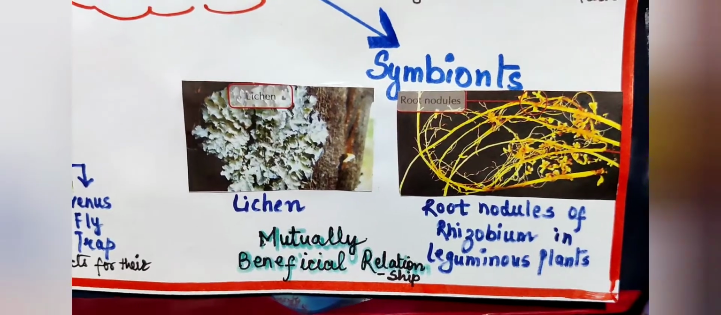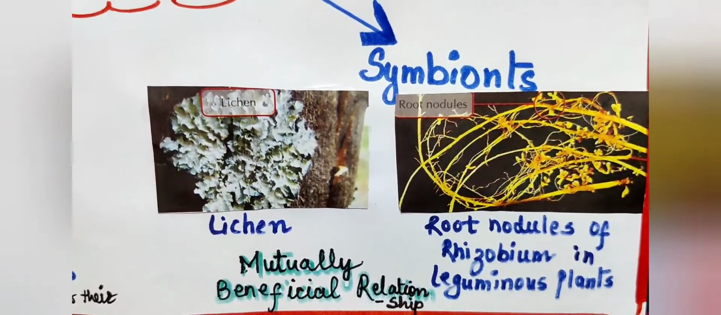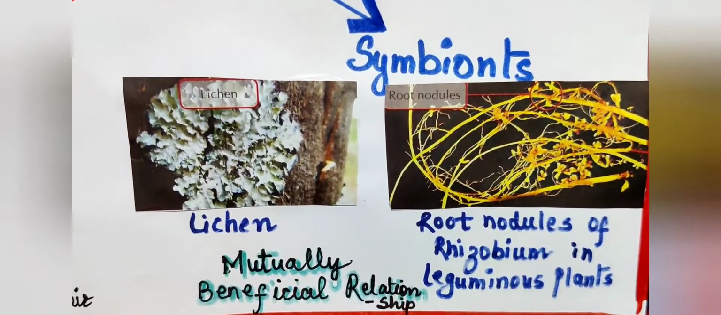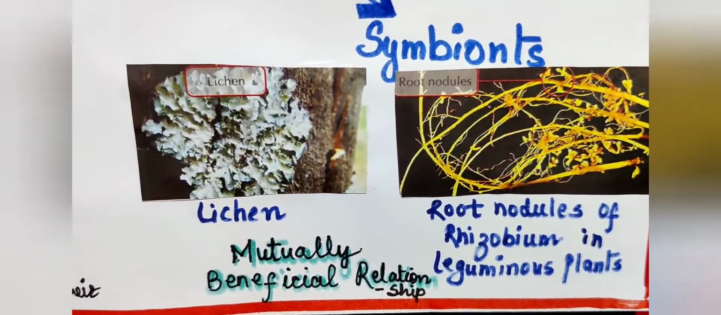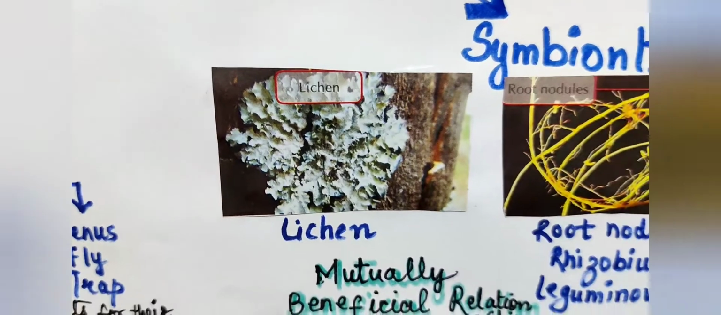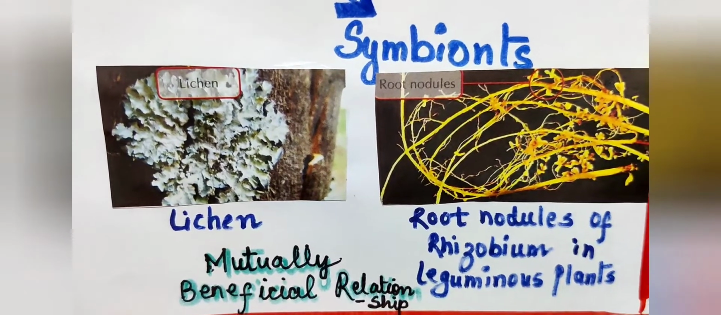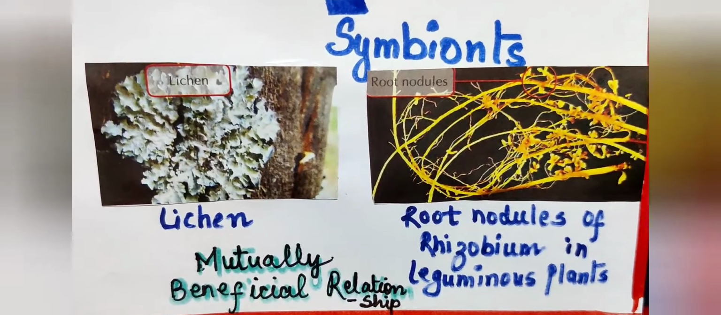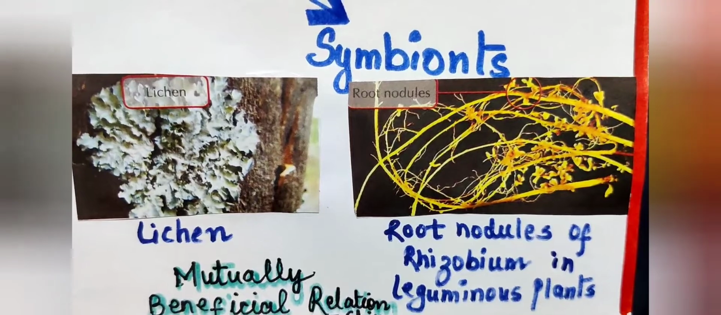Now this is a very different relationship, where both the plants which are together are mutually benefiting each other. The first one you might have seen on the barks of the trees, the lichen. It is a relationship between algae and the fungus, and this together will make the symbiotic relationship, symbiont.